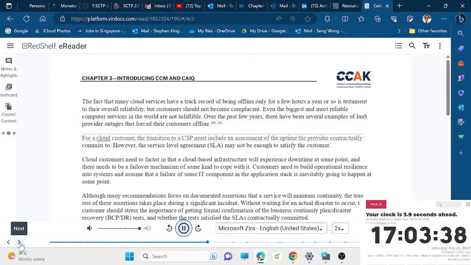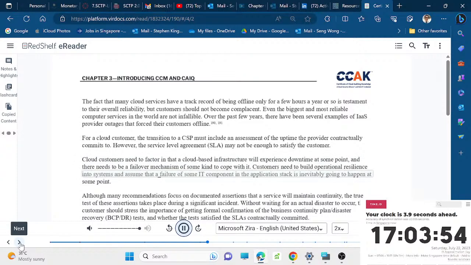For a cloud customer, the transition to a CSP must include an assessment of the uptime the provider contractually commits to. However, the service level agreement, SLA, may not be enough to satisfy the customer. Cloud customers need to factor in that a cloud-based infrastructure will experience downtime at some point, and there needs to be a failover mechanism of some kind to cope with it.